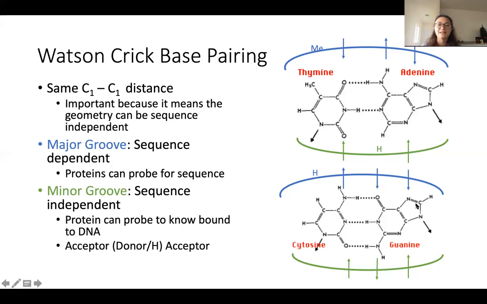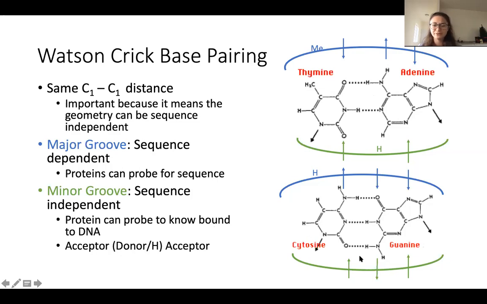So if we gave you a pattern of this, you should be able to say, is it TA or AT or GC or CG? It's different between TA and CG and also different between TA and AT. So that's what we mean by sequence dependent. Proteins like transcription factors, which care about what the sequence is and only bind to certain sequences, can read the major groove and say, oh, I know what this sequence is.